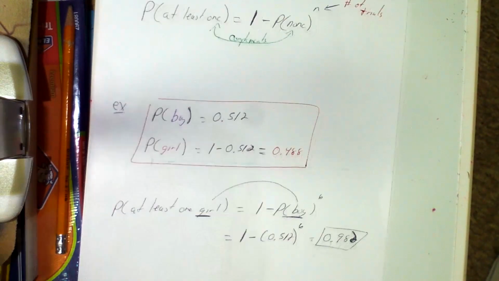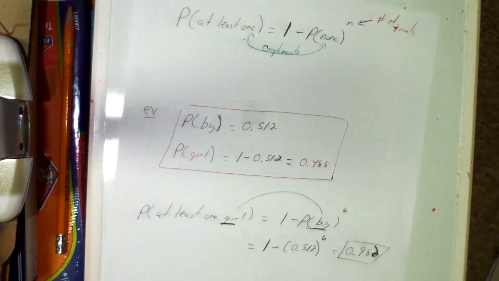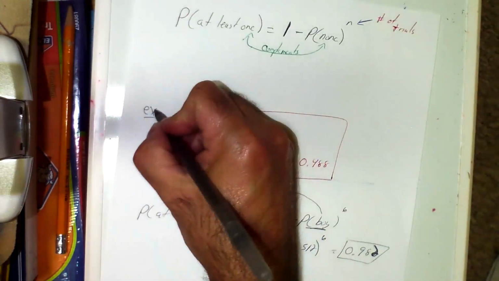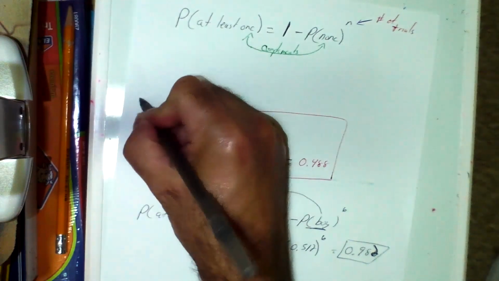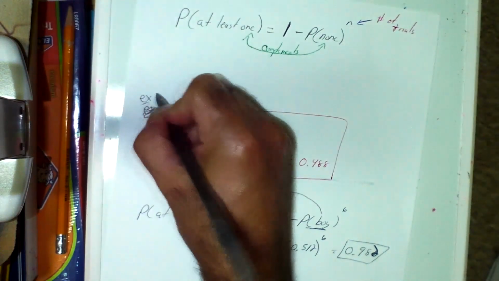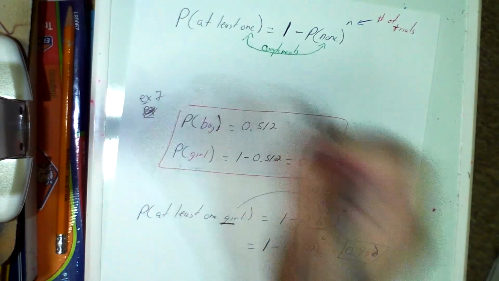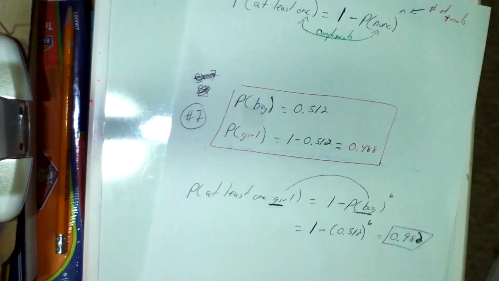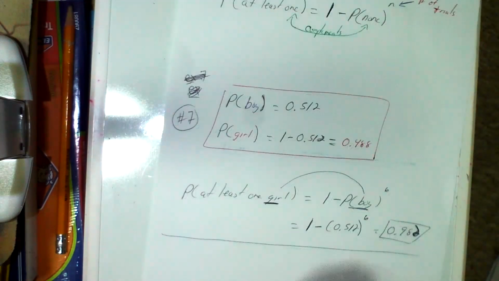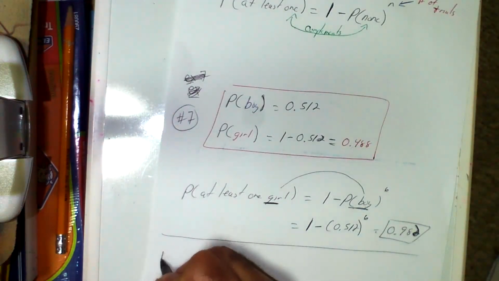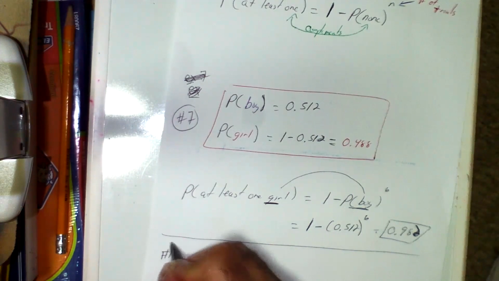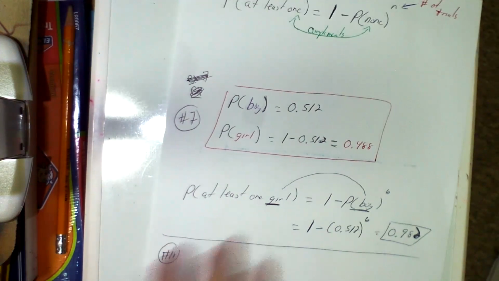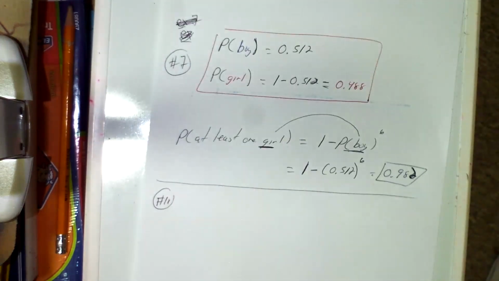All right. This was number 7 in your book. That was problem number 7, not the example, but number 7. I'm going to skip number 9 and we're going to do number 11. Let's see if we can do it.